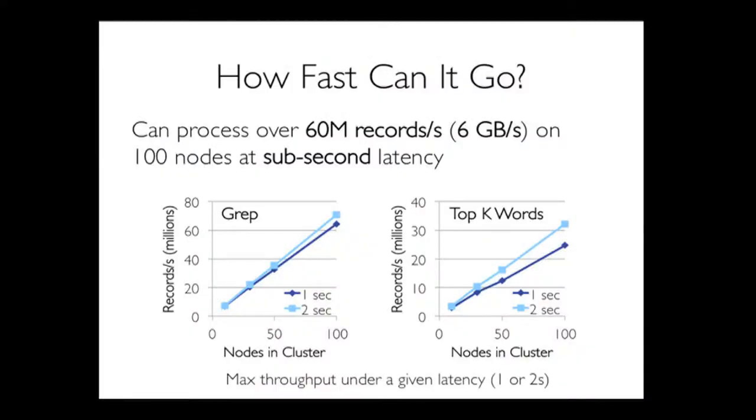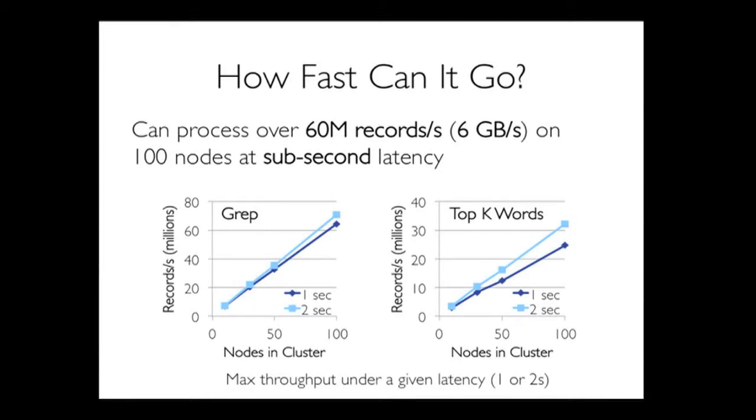We found here that we could actually make it go pretty fast, at least compared to other systems. And we also made it scale pretty well. We were able to process over 60 million records per second, or 6 gigabytes per second of data, on a 100-node cluster at sub-second latency.